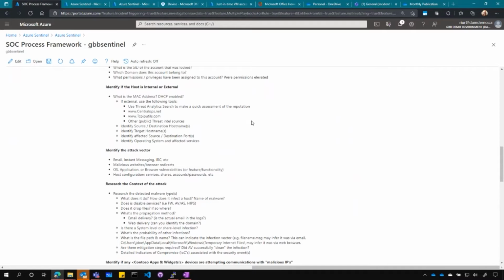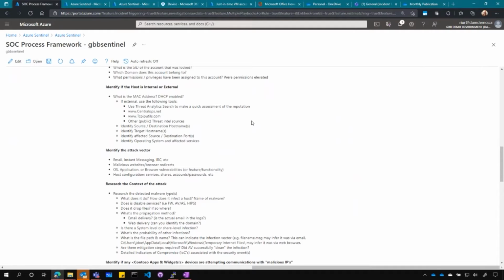What's the directionality of communication? Identify the attack vector. What is the initial attack? Did it come through email? Is this through instant messaging or IRC, malicious websites? Was it a redirect? Or is it on the OS based on an application, vulnerabilities through a browser, or things that may have been downloaded or clicked on through email? Could it be potentially around a host configuration, things within services, shares that are connected, and data downloaded?